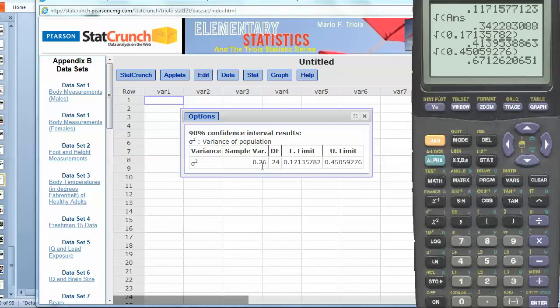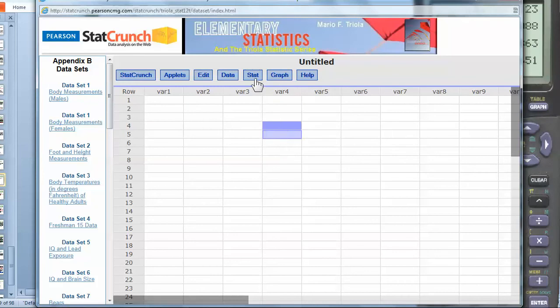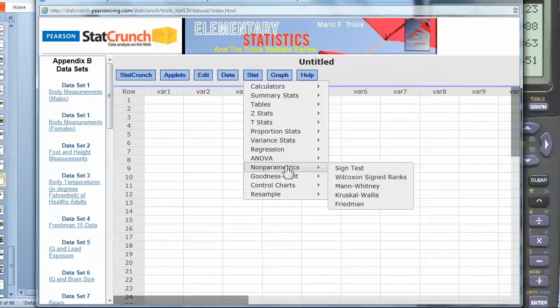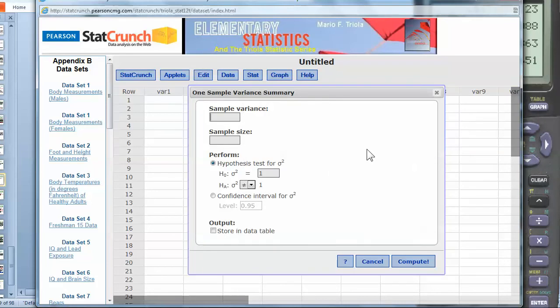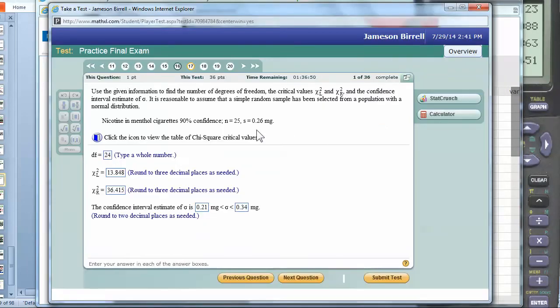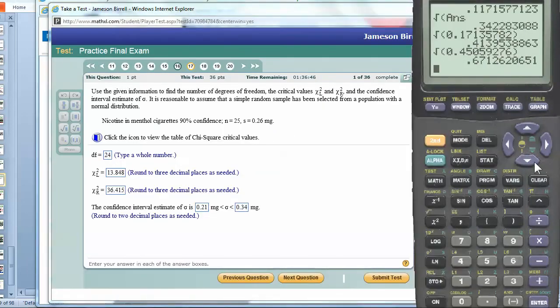there it is. I just realized, when you're using this tool to do all the work for you, you're going to do variance stats, one sample with summary, and you're going to put in the sample variance. I put in the sample standard deviation because, again, that's what we were trying to do. And so I just need to be careful.